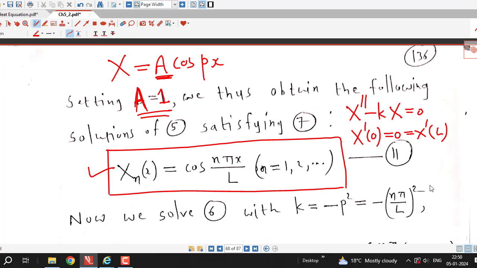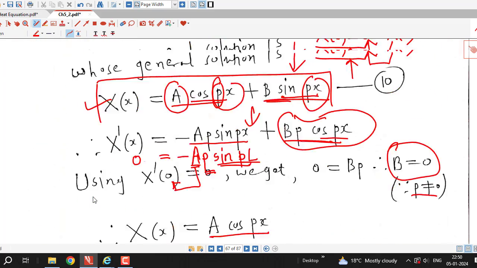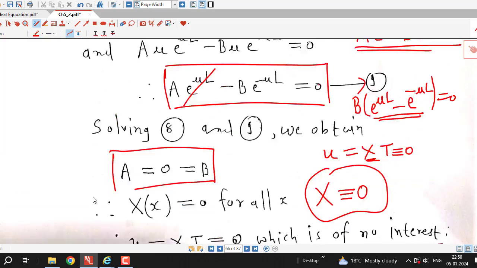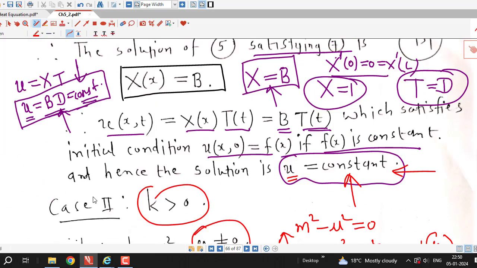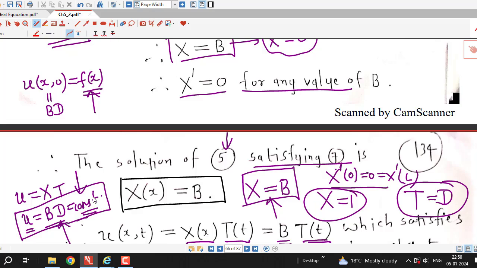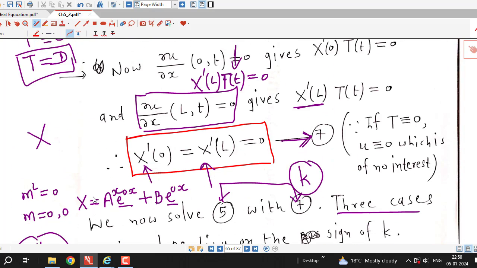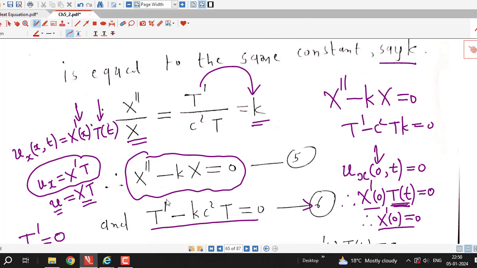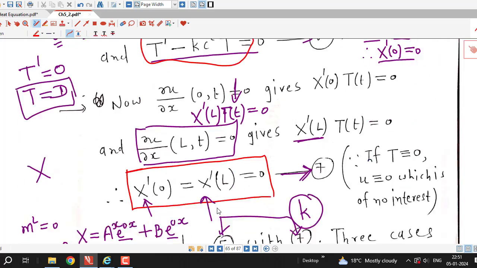Now we have to consider the solution of equation number 6 with this value of k. For k negative, we obtain non-zero solutions for x. So now we solve this equation for the same value of k. We solve equation number 6, t dash minus k c square t equal to 0 for that value of k, which we have taken as k equal to minus p square. So that will be t dash plus p square c square t equal to 0.